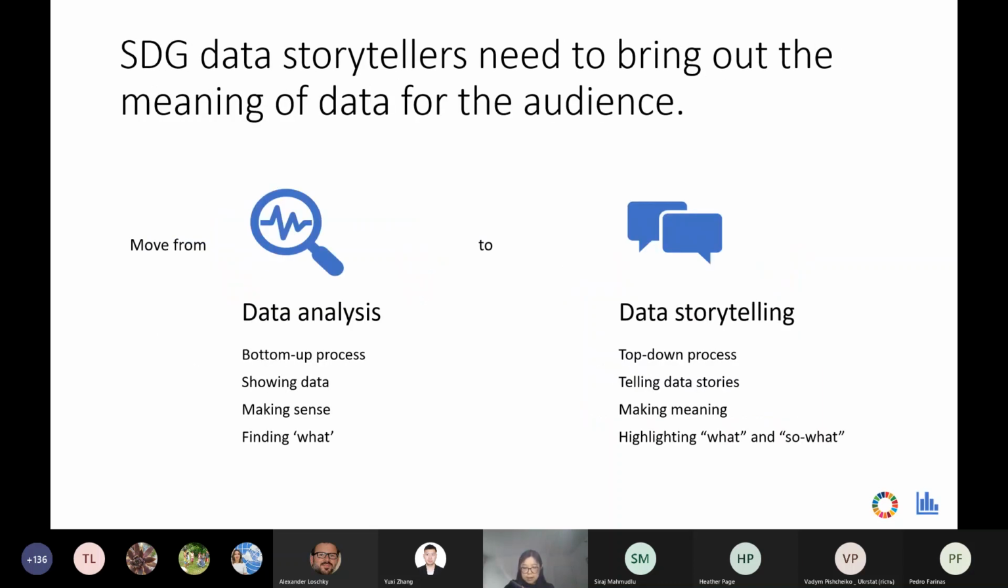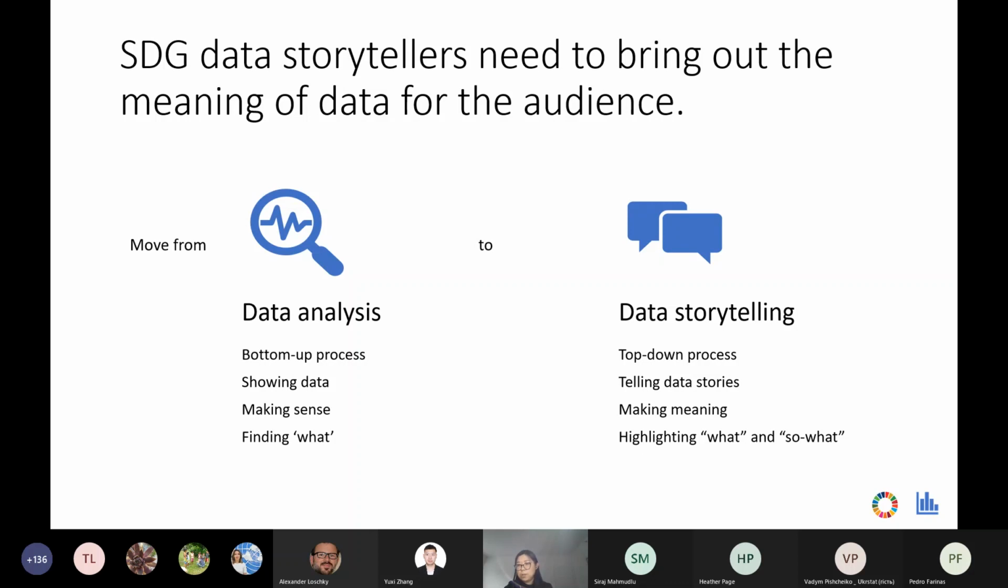So all in all, SDG data storytellers need to understand you're wearing two hats. One hat is that you are a data analyst. In this role, you do things from bottom up. You collect, process, and analyze data. And you want to make sense of data, and you want to find the what. And then after you're done with your data analysis, you need to wear another hat, that is the data storyteller hat. In that role, you're going to communicate your findings in a top-down process.